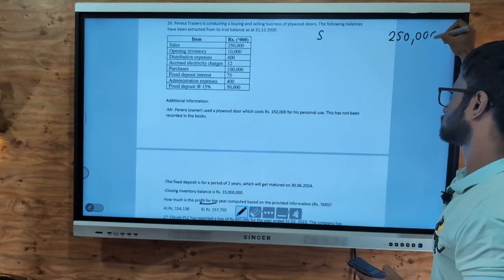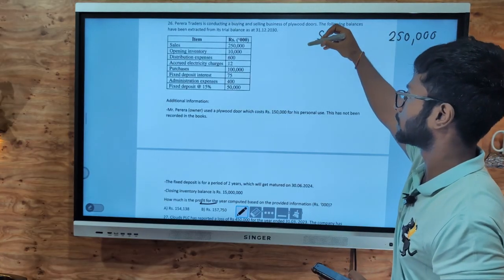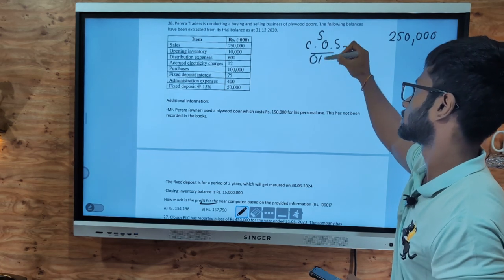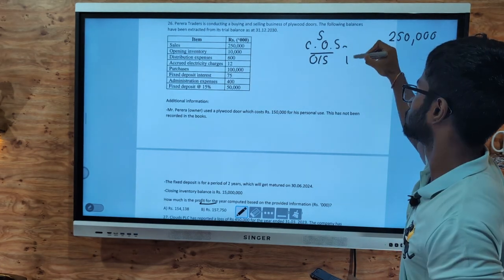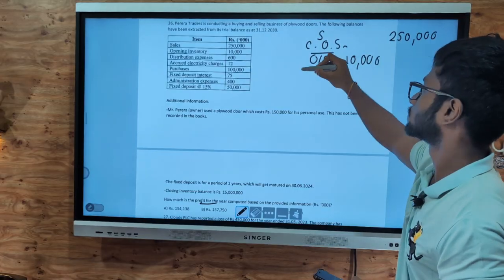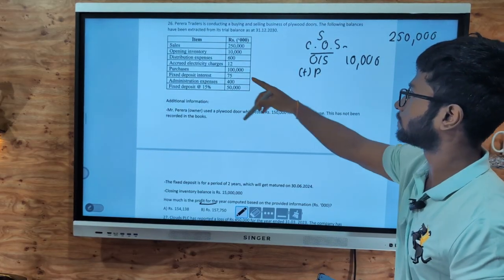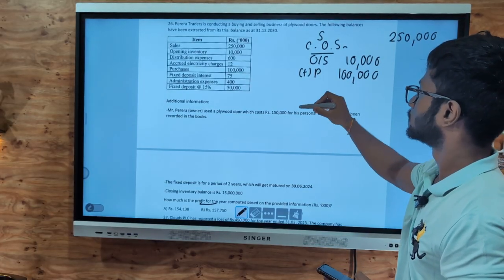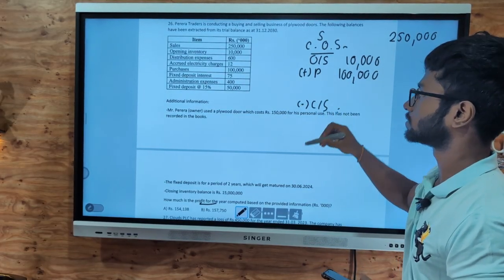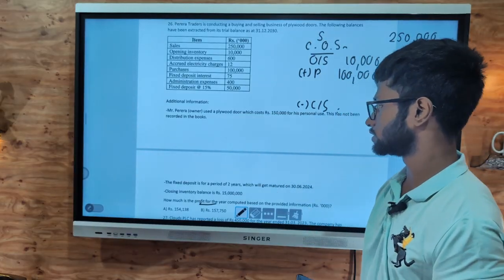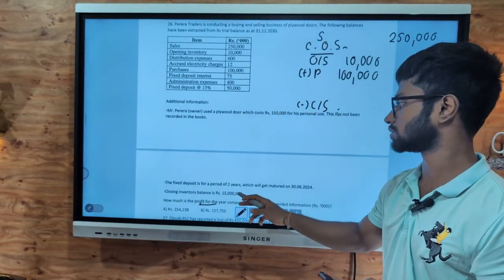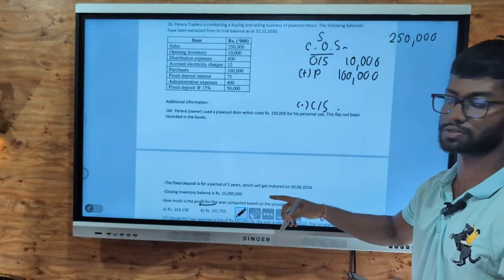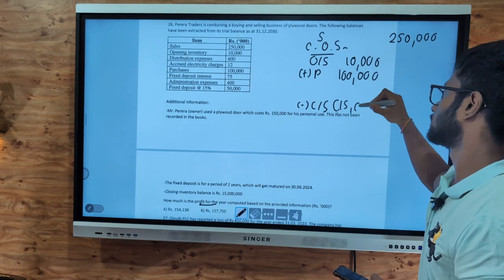$250,000. And then you have to calculate the cost of sales. So how we get cost of sales is opening stock, you have 10,000, plus purchases, you have 100,000, minus closing stock. Closing stock is given below under adjustments. Closing stock inventory balance is 15. So we are doing without zeros, so ignore the last 3 zeros. So we take 15.